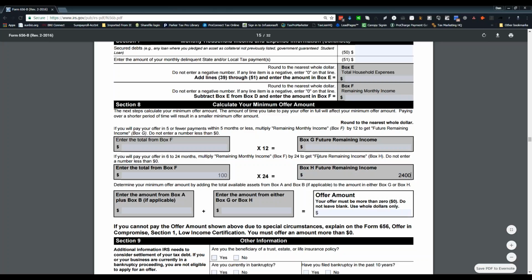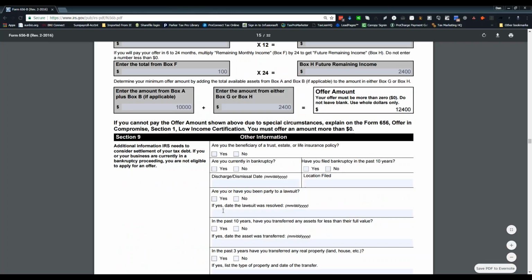Now, this is where we talked about the present and future, because what we're talking about is the next 24 months. This is what their ability is to pay. Now, if we look at the net assets, and let's just say the net assets was $10,000, and we do the offer here, and we're using this, then this is what our offer amount would be.